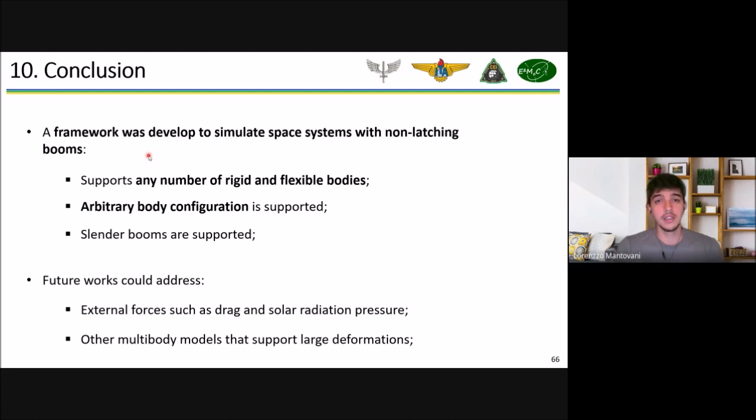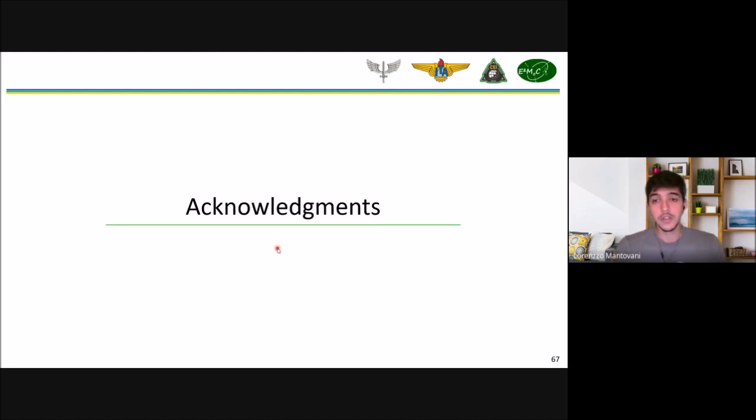Further, we developed a simulation environment that we could use to analyze space systems with non-latching booms that supports any number of rigid and flexible bodies and arbitrary body configurations, so we can place booms anywhere we want, but for now it just supports slender, flexible booms. Some further work could address external forces such as drag and solar radiation pressure, so we can apply specific drag on a specific boom in a specific position. And we can also use other multi-body models that support large deformations, so we can consider large structures in space and real flexible structures.